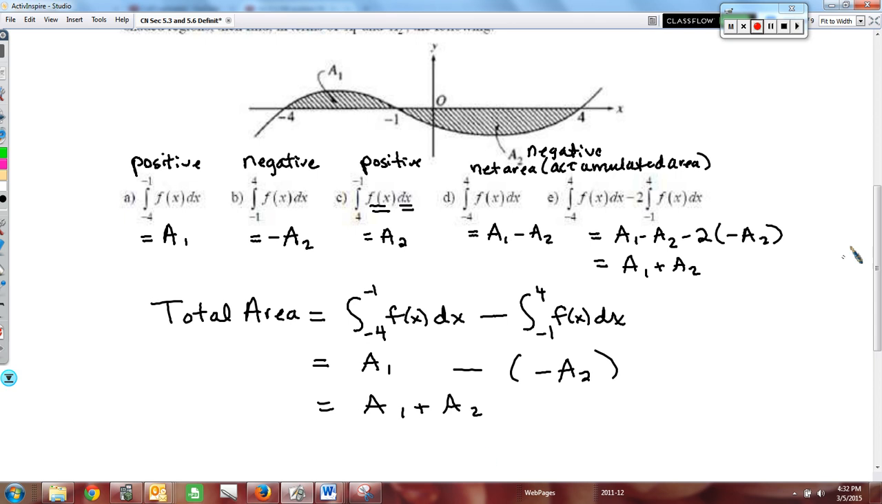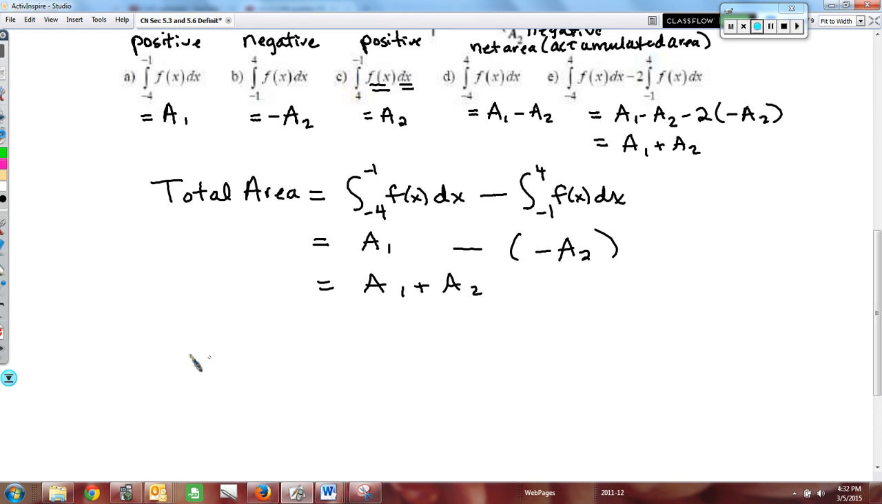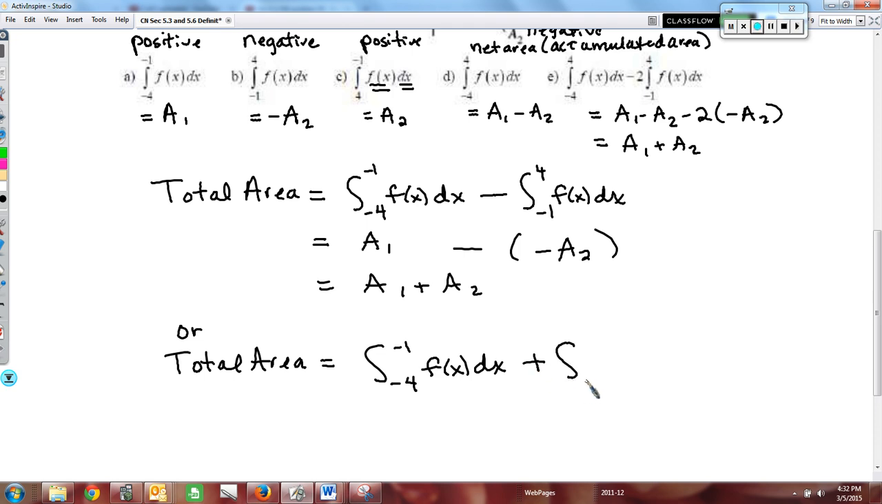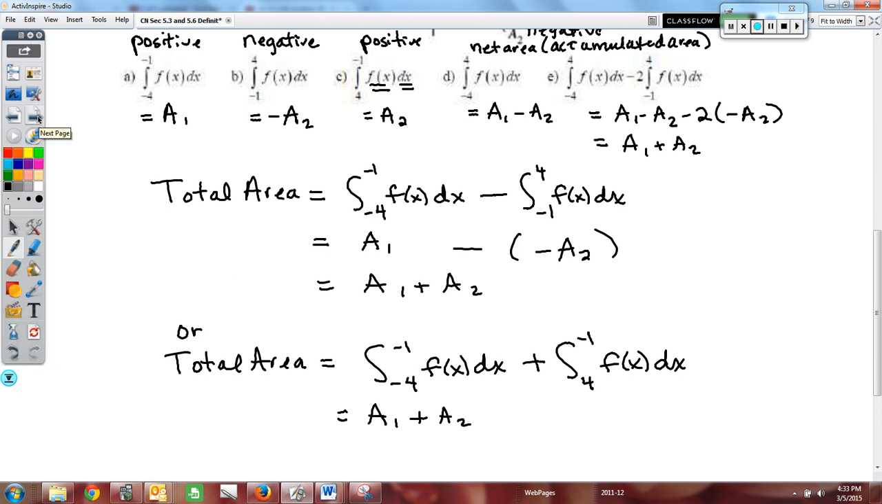Now another way of doing this, because there's going to be more than one way to look at these, you could have done for your total area, you could take your positive area, negative 4 to negative 1 f of x dx, and instead of doing the opposite of the negative 1 to 4, you could have done plus, go backwards through the negative interval, 4 to negative 1 of f of x dx. And then that would have given us the same A1 plus A2. So there's going to be more than one way to calculate total area. It's related to the definite integrals, and we just have to know that relationship.